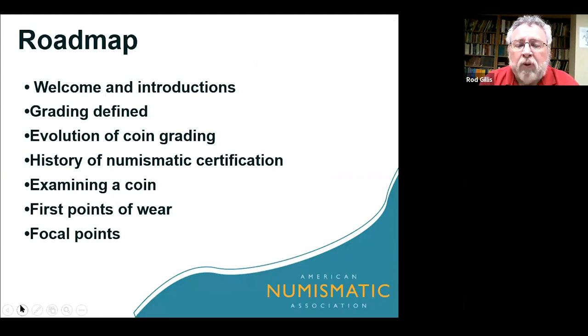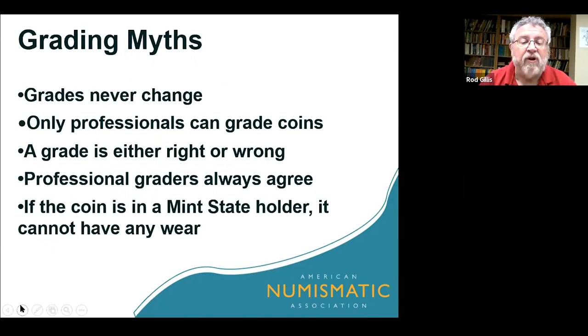So basically today we're going to define grading. We're going to tell you what it is. We're going to spend a little bit of time talking about the evolution of coin grading, the history behind it. We'll spend some time talking about slabbing coins, third-party grading companies, and numismatic certifications. We'll talk about how to examine a coin. We'll take a look at initial points of wear, as well as focal points. So that's what we have planned for you. And we're going to start off today by talking about grading myths, okay?